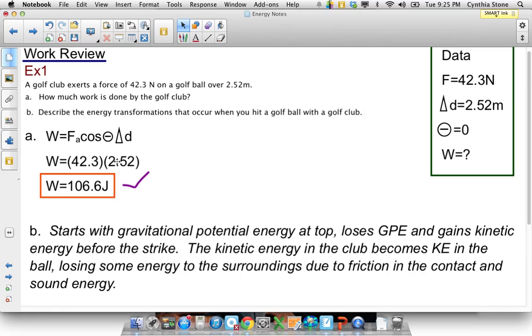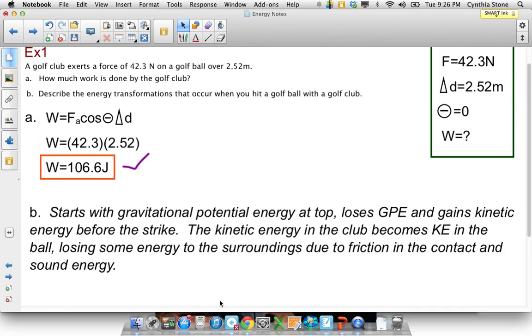Well, you have a golf club, it's got gravitational potential when you're on the backswing. As you swing the club, it gains kinetic energy and loses gravitational before the strike. When you hit the ball, some of the kinetic energy in the club turns into kinetic energy in the ball. And you lose a little bit of other energy to friction in the collision itself. And also you can hear it happen, right? So there's some energy lost to sound. So that's what I would say as the energy transformations.